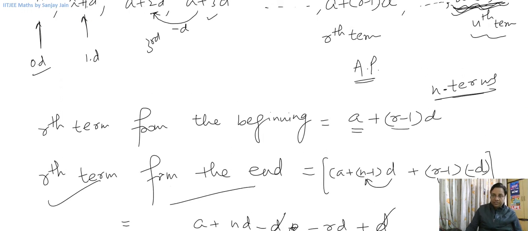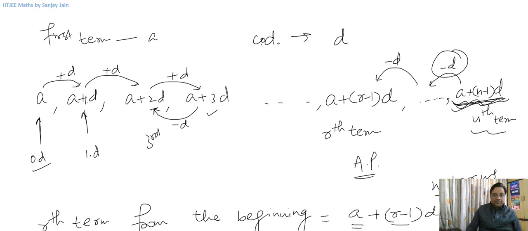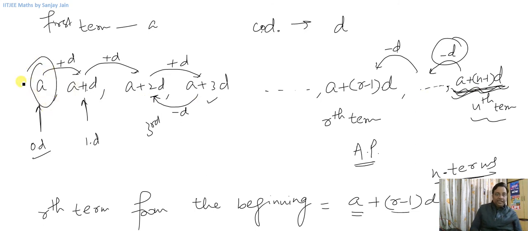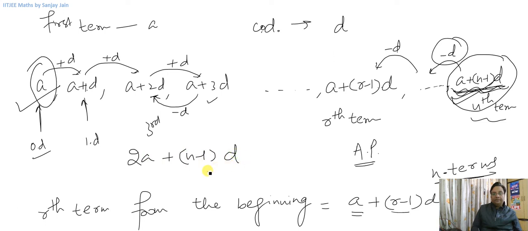Another observation that I want you to make here is that if you add A and A plus n minus 1 into D, what will you get? If you add the first term and last term, you will get 2A plus n minus 1 into D. Now think about the second last term here. You have to go to the second last term by subtracting a D. So what will be the second last term? It will be A plus n minus 2D.